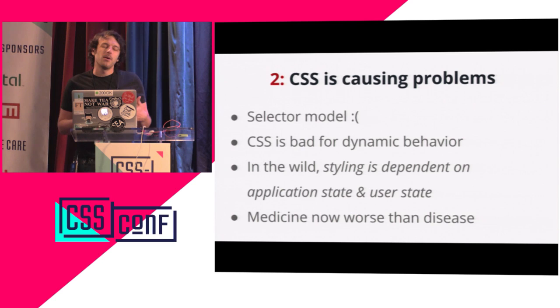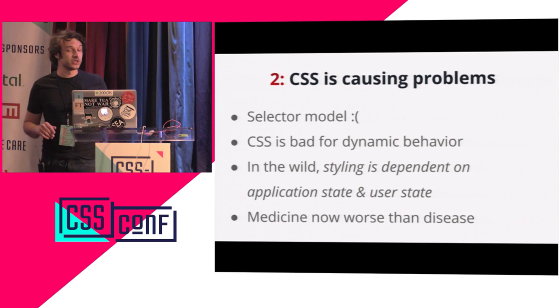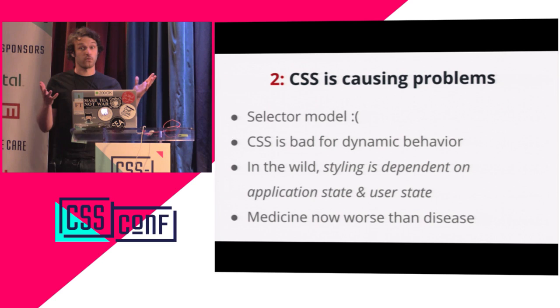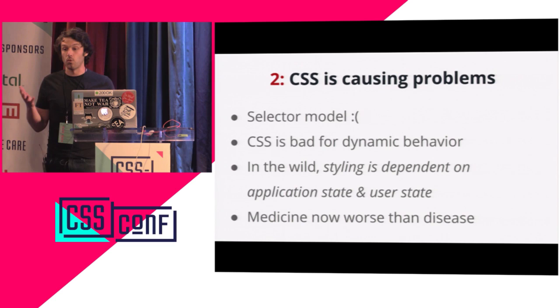But that has diminishing returns because we can't pull all of the logic of our applications into CSS. And now, I'm looking at you, Atomic CSS. The medicine is now worse than the disease, because now we're creating these massive, semantic frameworks to try to handle the complexity of what CSS has become.